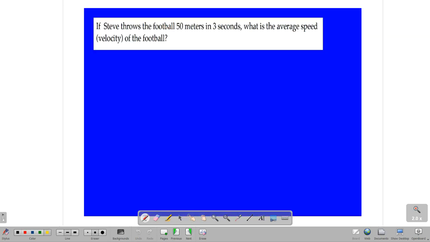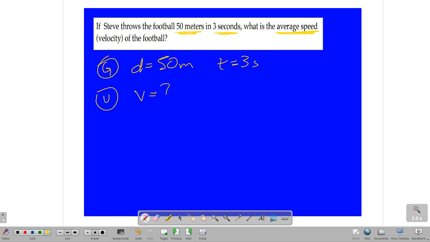Okay, so if Steve throws the football 50 meters in 3 seconds, it actually just gave me two things there, two givens. The distance is 50 meters, and then it also gave me the time, it's 3 seconds. What is the average speed of the football? So we know that we're solving for V, and since it gave me meters and seconds in the distance and time, I know that these units are going to end up being meters per second.